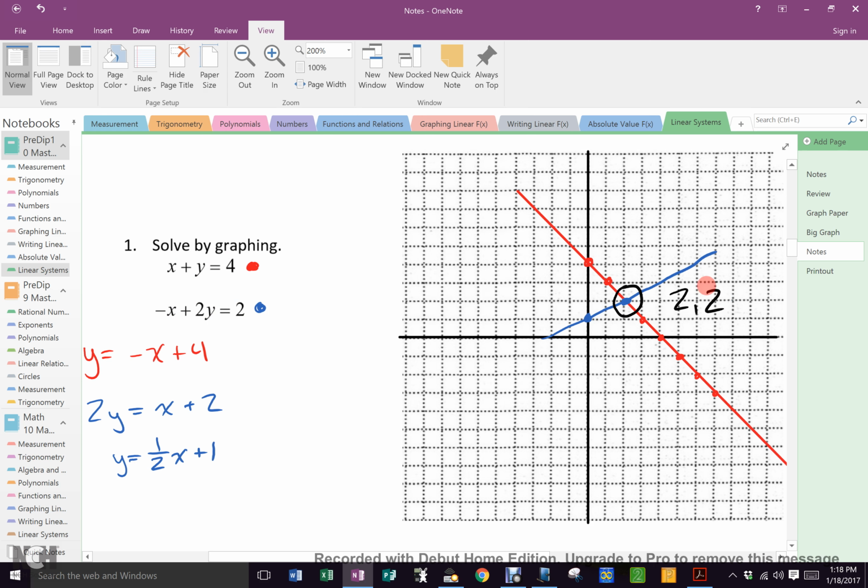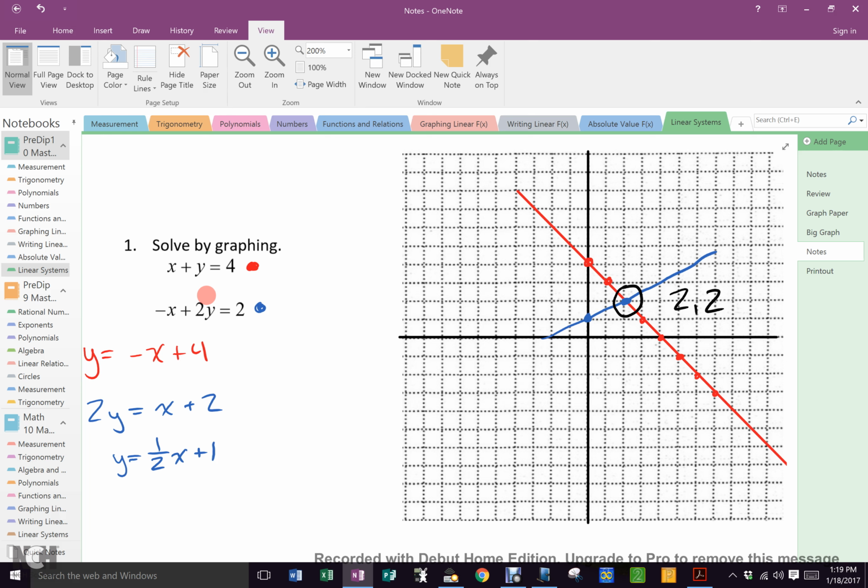Does everyone see how it works? It's pretty easy, right? How many times can a straight line cross another straight line? Once, and once only. So therefore, in this system, I can only have one solution. Everybody agree? Everybody cool? Okay.